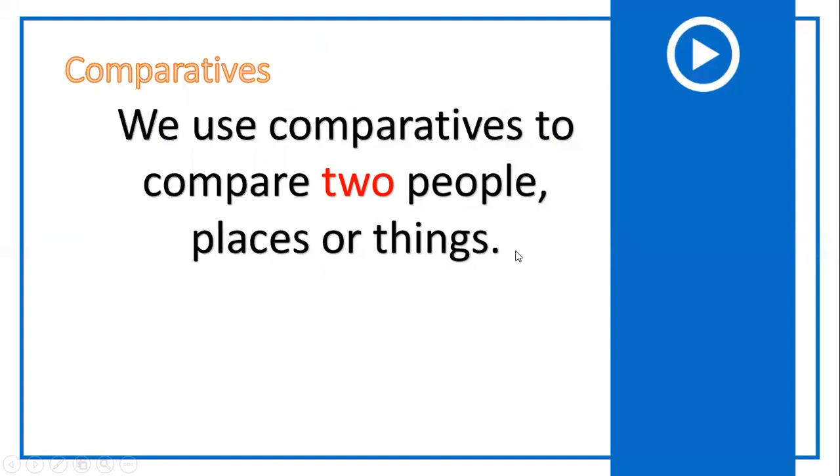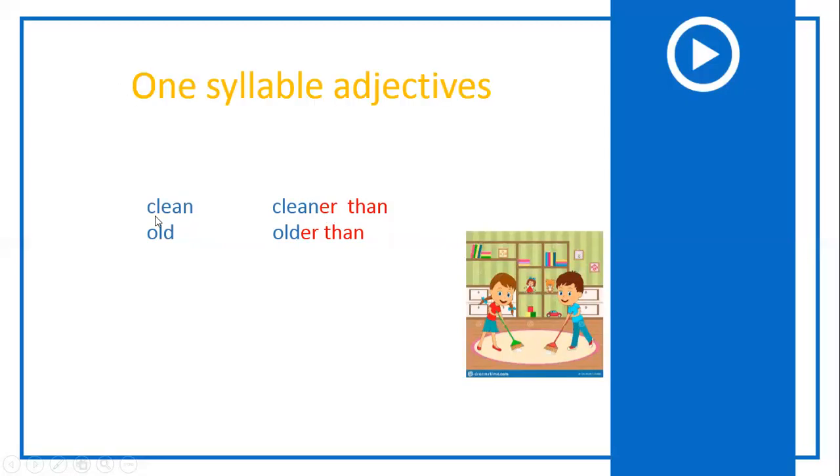Now let's go on with the rules. Let's look at the adjectives. Clean and old. But when it is comparative degree, we change its form. What do you think? What is different between these two adjectives? Yes, we have added er here and again er. But why do we add er each time? Because clean and old are one-syllable adjectives.